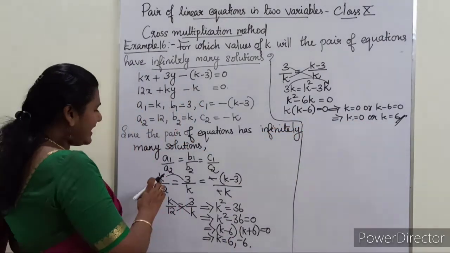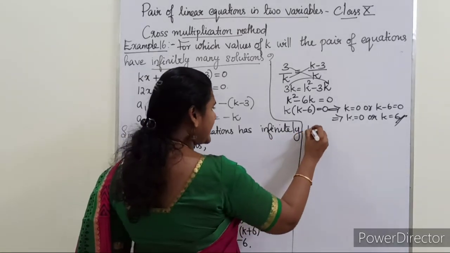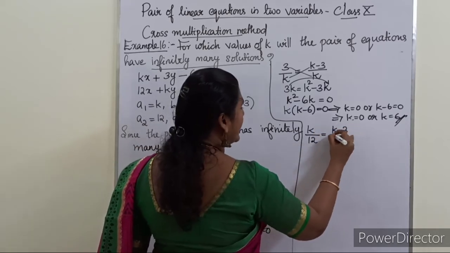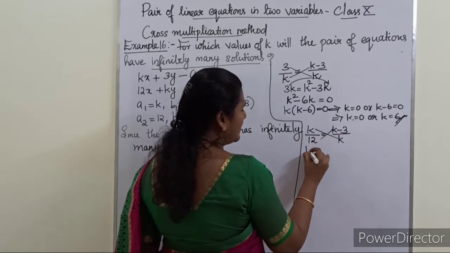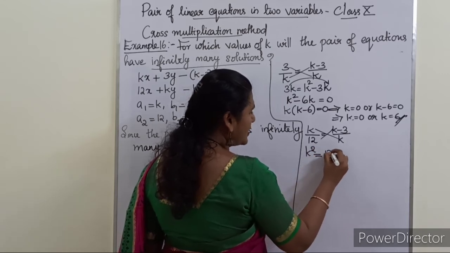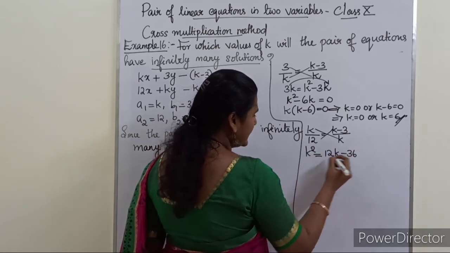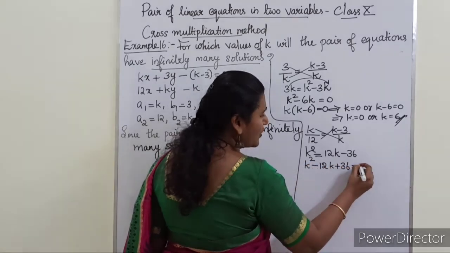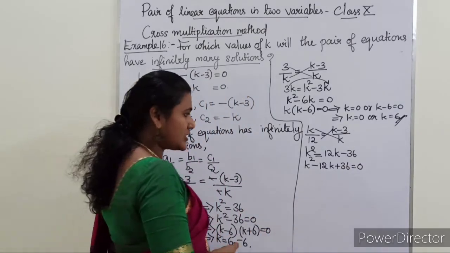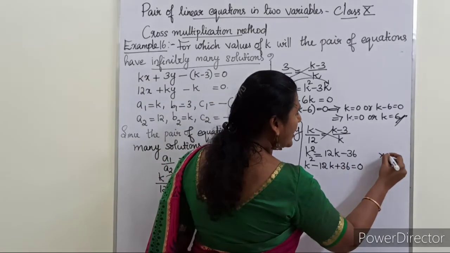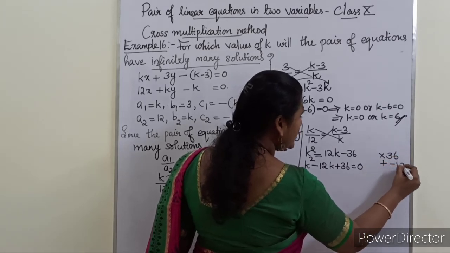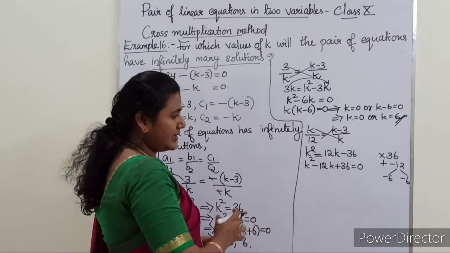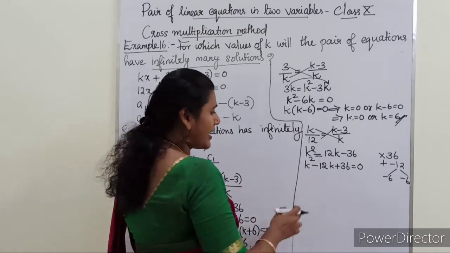Now we will take the first and the third ratio, that is K by 12 is equal to K minus 3 by K. So here also we will do cross multiplication, that is K square is equal to 12K minus 36. We will write this as K square minus 12K plus 36 equal to 0. So here we got a quadratic equation. Now we will factorize this. Product is 36 and sum is minus 12. So what are the numbers? Minus 6, minus 6. You will be learning this method in the next chapter, quadratic equations.